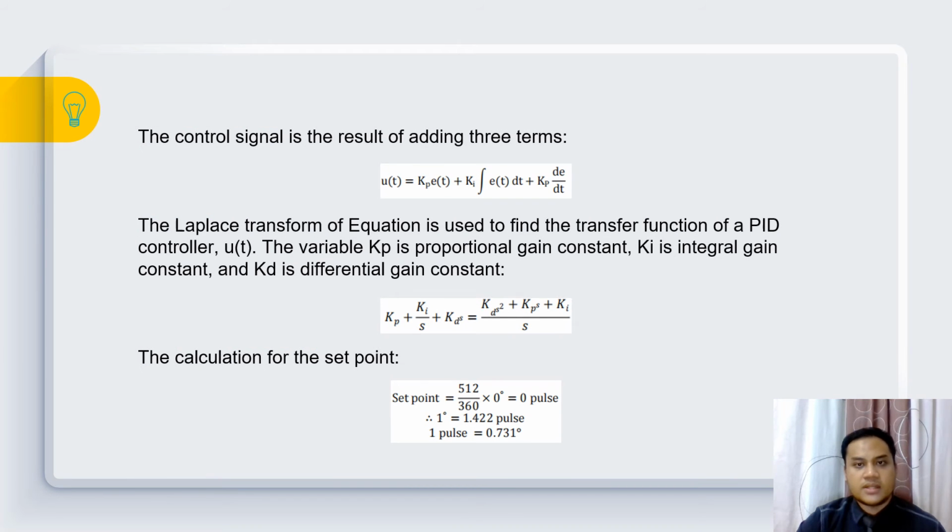As you can see on the slide, the first equation is the control signal, adding three terms. Then the Laplace transform of the equation is used to find the transfer function of the PID controller. The variable Kp is the proportional gain constant, Ki is the integral gain constant, and Kd is the differential gain constant. Equation number 3 is the calculation of the set point.